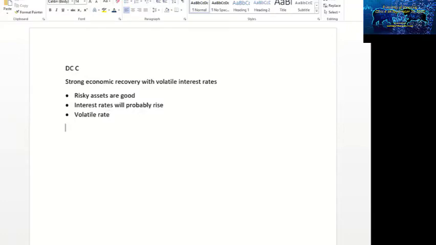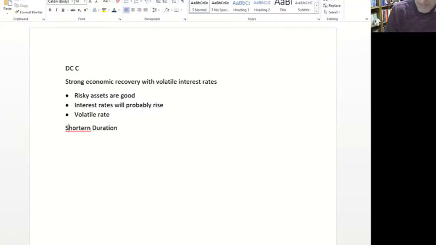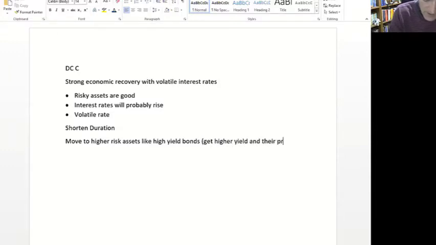So what do you want to do? You want to shorten duration, right? Shorten duration. You don't say make duration less or smaller. We use the word shorten. You want to move to higher risk assets like what? Like high yield bonds, right? So that's where the credit comes in. You want lower credit quality bonds. Why? You get a higher yield and their prices will rally as spreads collapse.